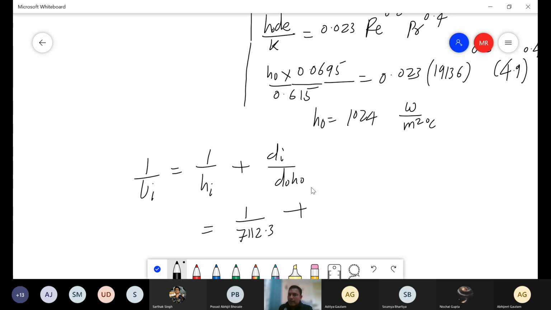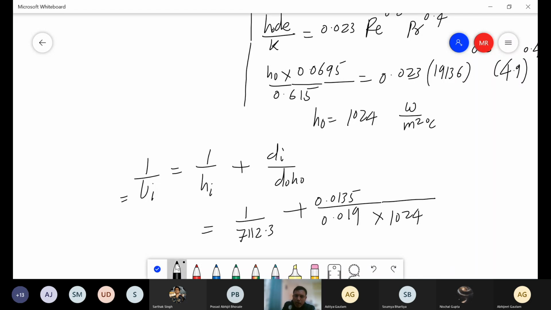The inside diameter. Remember here the overall heat transfer coefficient we are calculating is based on the inside of the inner tube. So what will be DI? DI will be 0.0135. What will be D naught? D naught will be the outside diameter of the inner pipe, isn't it? So that is nothing but 0.019, correct? And multiplied by 1024.